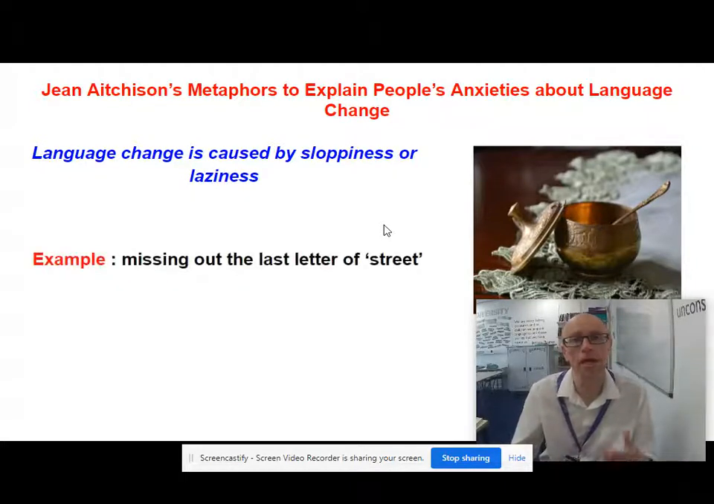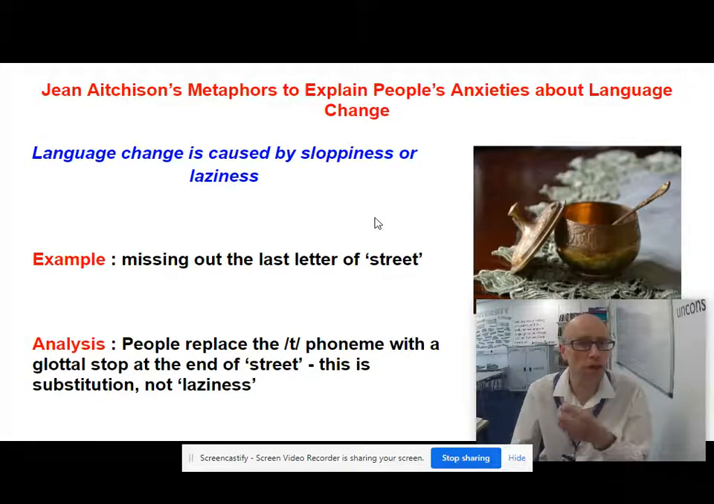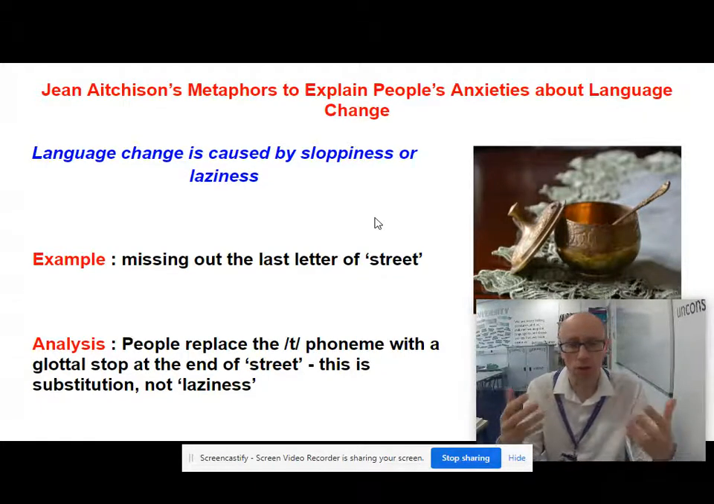So they might hear an Estuary English speaker saying street with a glottal stop instead of a final t, and they might say, how ugly and sloppy is that? Can't they see that there is a consonant in the terminal position of this noun, street? Articulate it, sound it out. So actually, if you think about that particular example, and it is explained in the textbook on page 218, this is not deletion, this is not people missing out sounds, it's actually substitution. Because if you're saying street like that, on the end there, that's a glottal stop. So it's substitution rather than laziness.